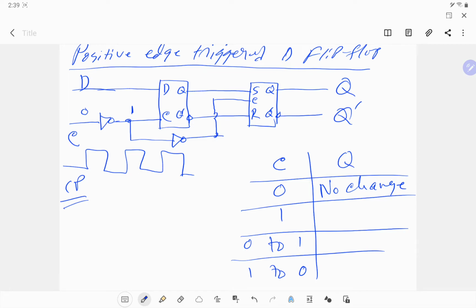When C is 1, the first latch is not triggered. The second latch is triggered. So D goes to the output of the first latch, but not to the output of the second latch. So still there is no change.